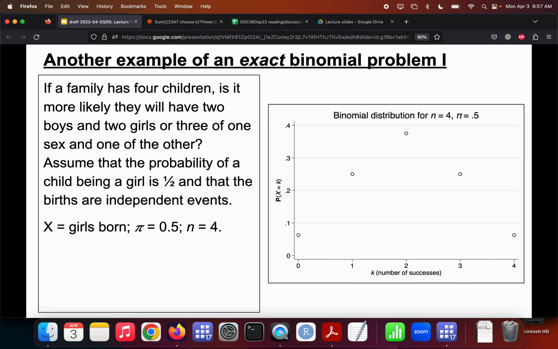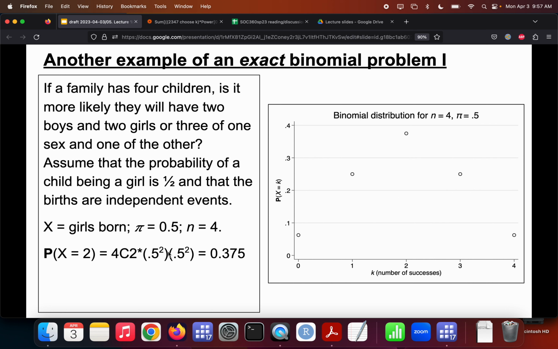So let x equal the number of girls born, let pi equal 0.5 given by the context, n equal 4. Then we find the exact binomial probability that the number of girls born is 2, and that happens to be 4 choose 2 times 0.5 to the 2, which is the probability of a success to the k, and this is the probability of a failure to the n minus k. These just happen to work out to be the same here.